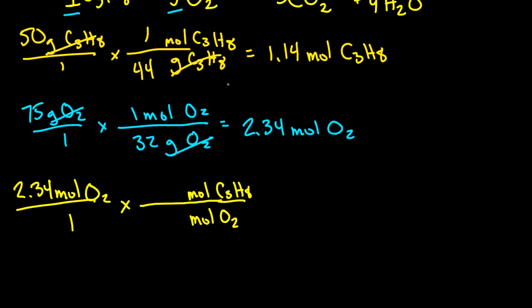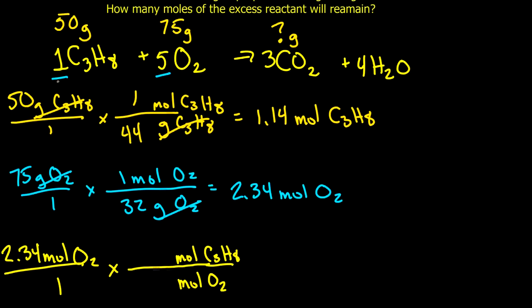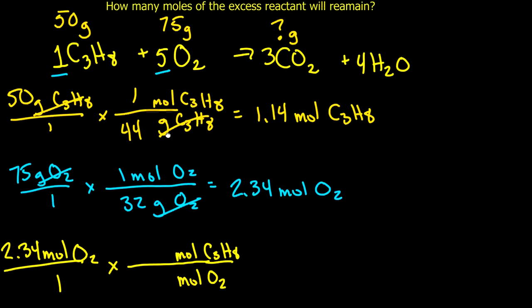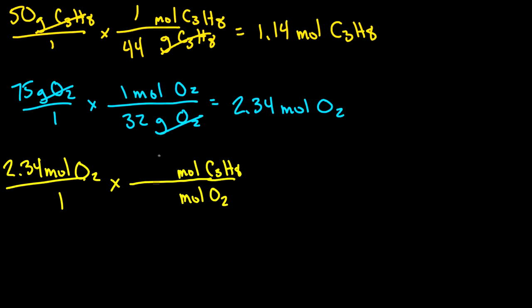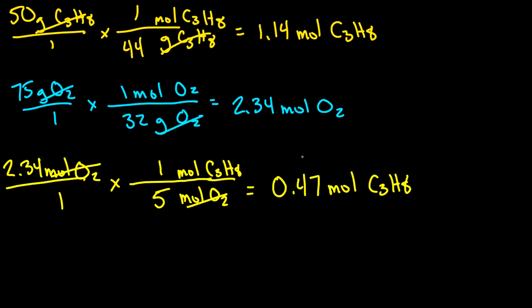Well, what's our balanced equation? There is 1 propane for every 5 oxygen. Moles of O2 will cancel out in this. So I do 2.34 times 1 divided by 5, and we get 0.47 moles. And that's going to be moles of propane. So this is how much I need in this reaction.